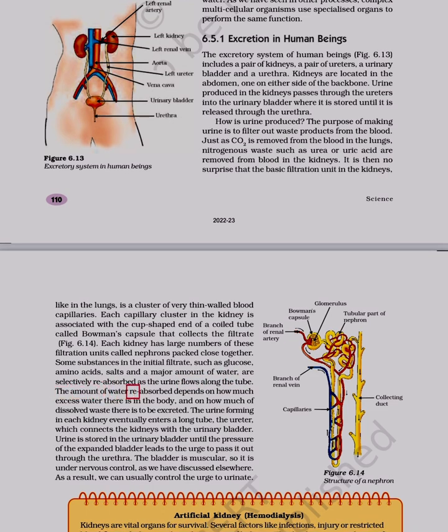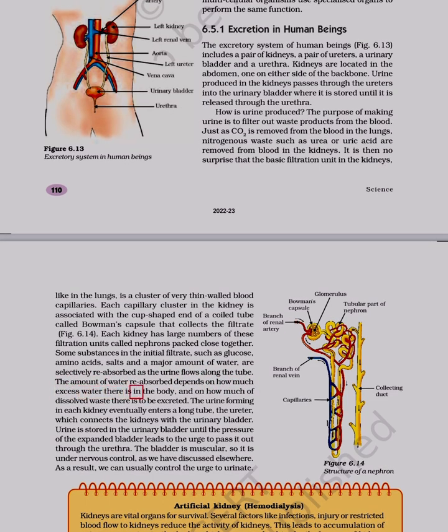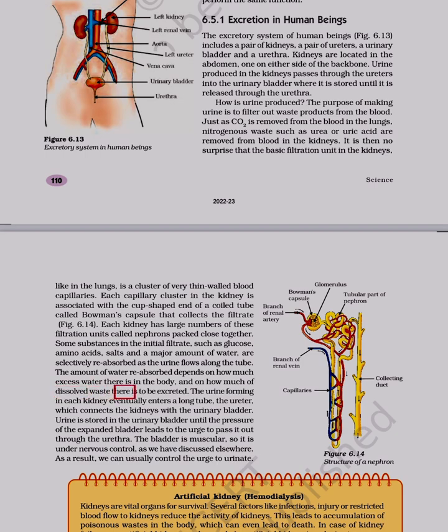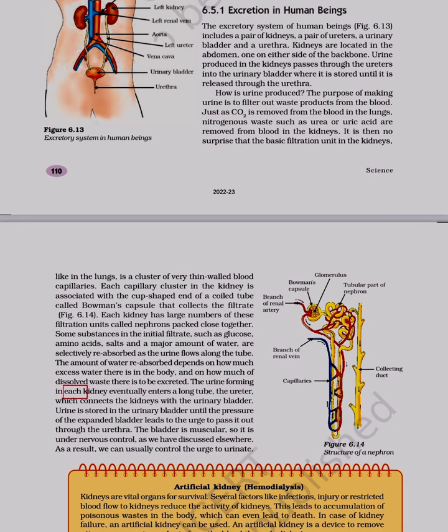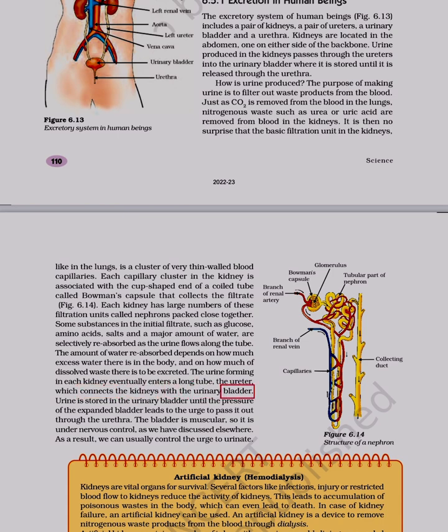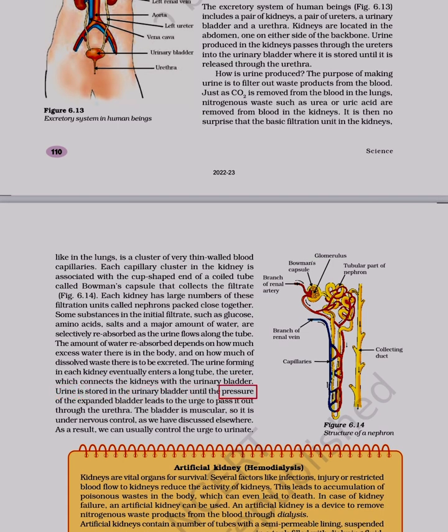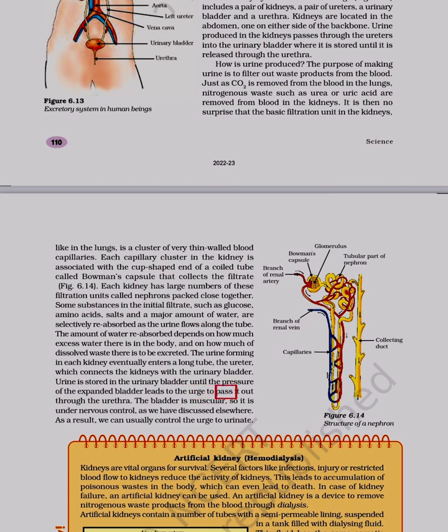The amount of water reabsorbed depends on how much excess water there is in the body, and on how much dissolved waste there is to be excreted. The urine forming in each kidney eventually enters a long tube, the ureter, which connects the kidneys with the urinary bladder. Urine is stored in the urinary bladder until the pressure of the expanded bladder leads to the urge to pass it out through the urethra.